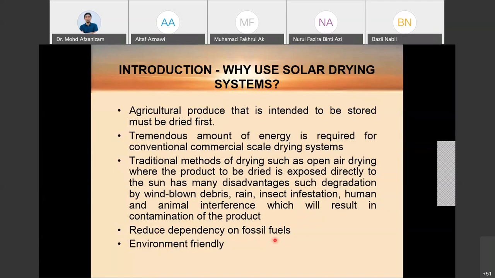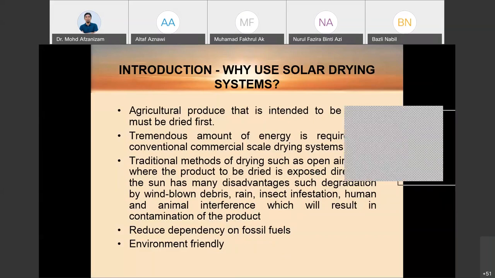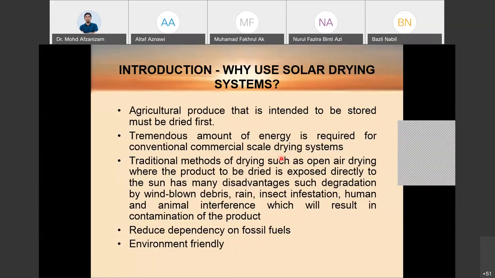So does anyone want to add any disadvantage of open sun drying? Anyone want to try? What's the disadvantage when we go for open sun drying, where we just put the food, the fruit or the fish outside? Anyone want to try? The disadvantages? Depends on weather. Yes, one of the things. So it depends on the weather.